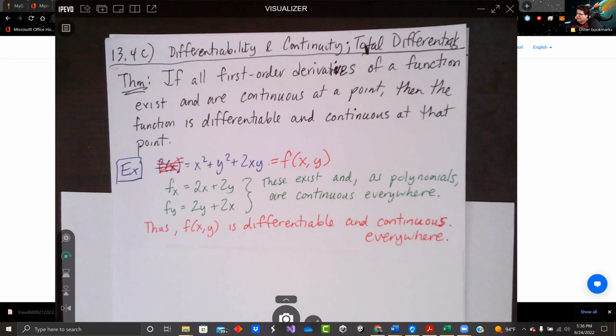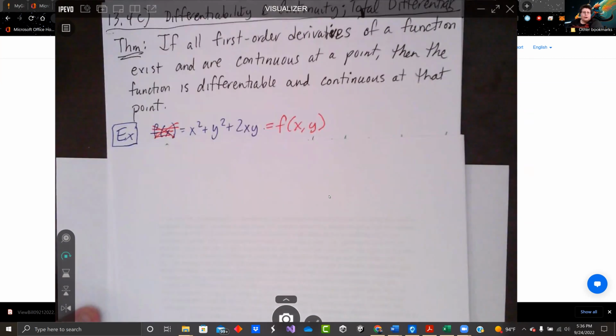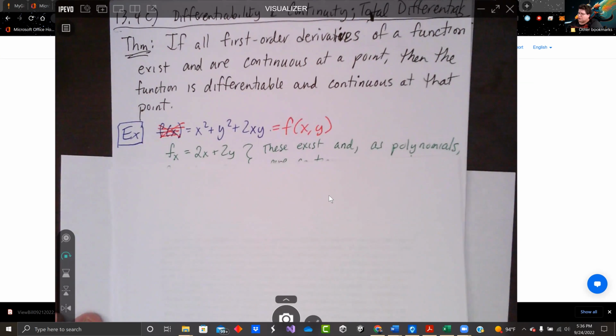So let's take a look at an example. We've got f of x, y equals x squared plus y squared plus 2xy. So let's take a look at our partial derivatives. Not f of x, the partial derivative of f with respect to x is 2x plus 2y. The partial derivative of f with respect to y is 2y plus 2x.